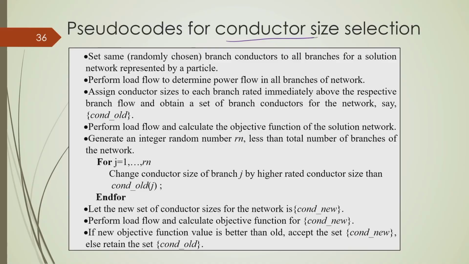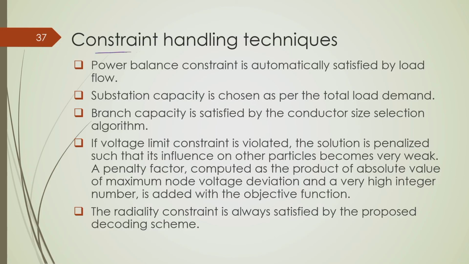So, I will not discuss this in detail. If you have further interest, you can go through this algorithm. Also, this is how we can select the conductor size. For each branch we assign a set of conductors, and then we also use some heuristic idea so that for each branch or line, the line capacity constraint would not be violated. Okay. So, this is how it is formulated. You can go through this algorithm, and this is how the other constraints are handled in this particular problem.